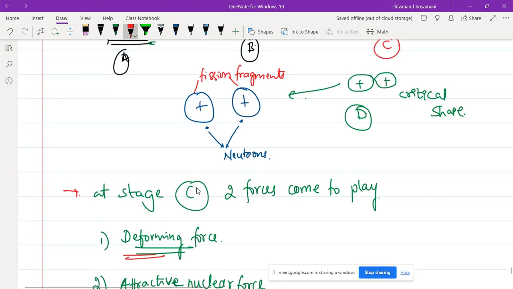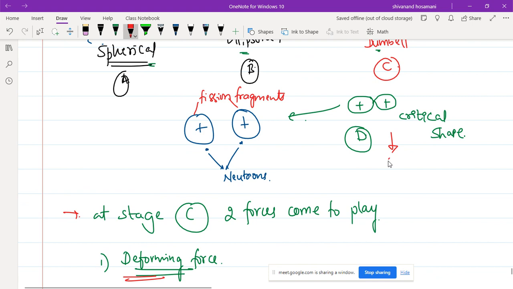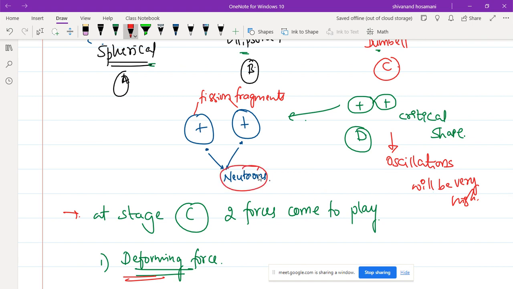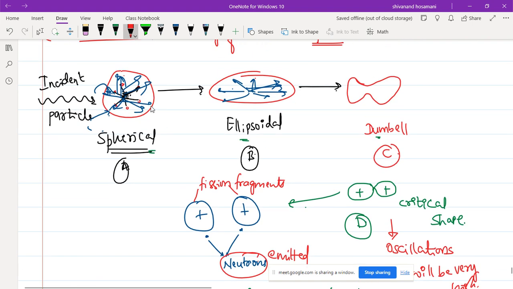Therefore, critical stage ಒಳಗಡೆ oscillations will be very high. At this stage, oscillations will be very high. Therefore, they are going to create a center at their two positive parts. Next, it will break into equal parts with the emission of a few neutrons. So these will be emitted neutrons. And finally, we can have from heavier nucleus to lighter nuclear fragments create ಆಗ್ತವೆ.